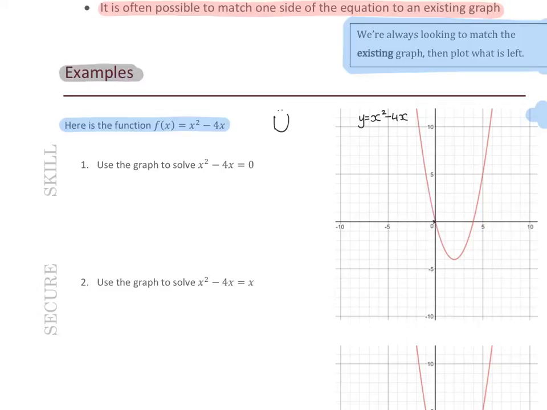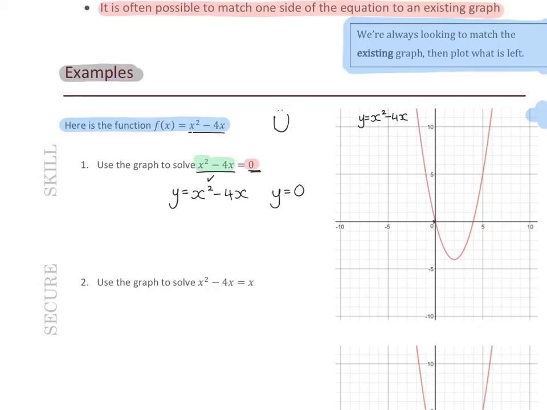However, what we're doing is we're looking to use the graph, so we're looking to match the existing graph. Now what we have here is it says use the graph to solve x squared minus 4x equals 0. Now I'm actually going to use green for this bit because green means it is matched. So this is already matched to my existing function. So that means, and again we're thinking about those two graphs, we've got y equals that, but then I also need y equals 0.